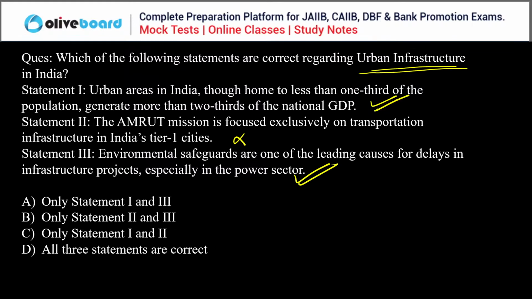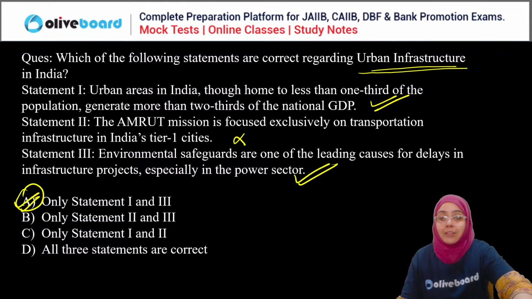So this is wrong. Third, environmental safeguards are one of the leading causes for delays in infrastructure projects, especially in the power sector. Yes, that is correct. When we are talking about environmental safeguards, yes, these actually delay different projects, especially in the power sector, because the power sector obviously causes pollution to the air. So environmental factors are one of the leading factors that delay infrastructure projects. So first and third are the correct statements. Second is wrong. So the correct answer is A. The correct answer is A, everyone. Easy, simple. Can we move to the next question, guys?